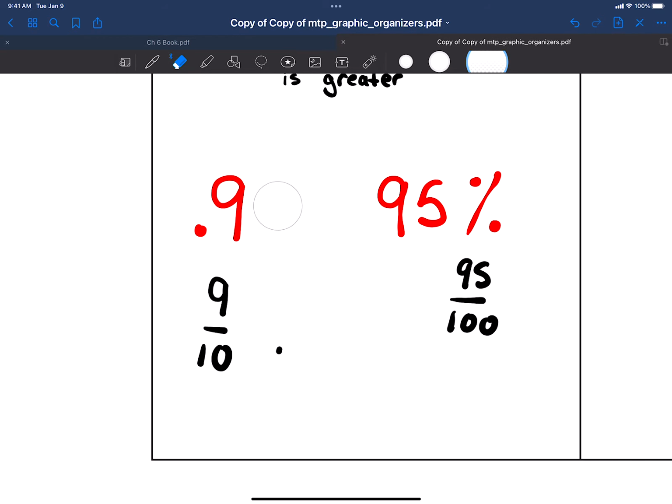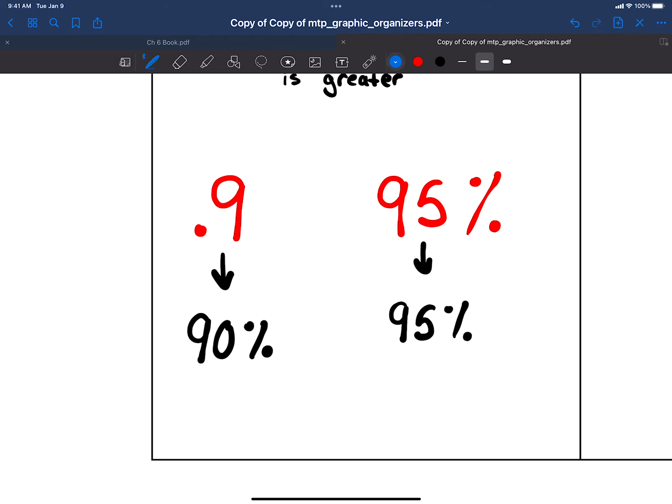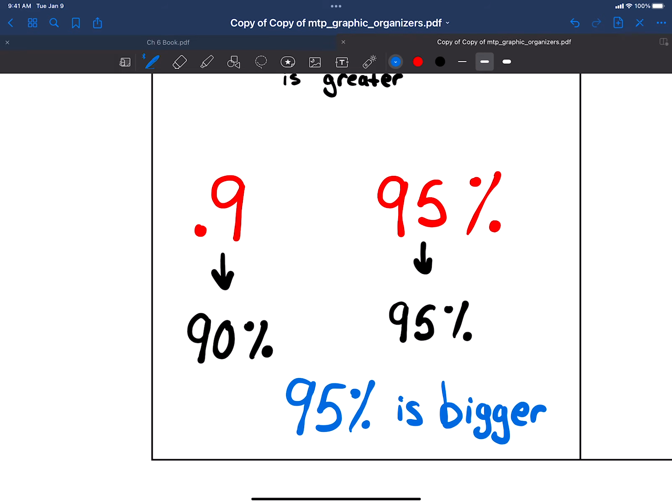So I'm going to go and erase all of these markings. And I want you guys to choose which way you like best to compare these. I personally like changing this into a percent. This would be 90%. And this is 95%. So now I can see 95% is bigger. So I don't care which way you guys do it, but make sure at the very end you tell me which one was bigger.